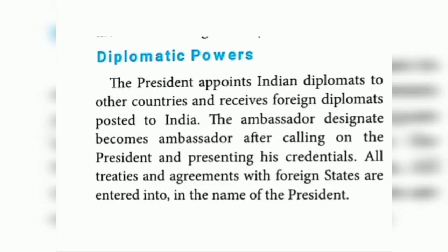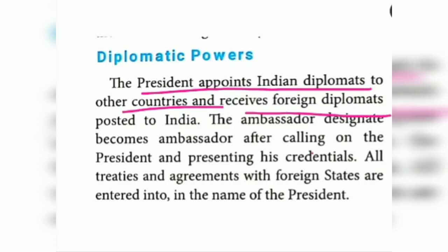The next one, diplomatic powers. What is meant by diplomacy? He can appoint ambassadors, for India as well as for other countries. So the president appoints Indian diplomats to other countries, and also receives foreign diplomats. If any ambassadors or diplomats come to India, he has to receive them. The president has the power to receive other countries' diplomats to India.